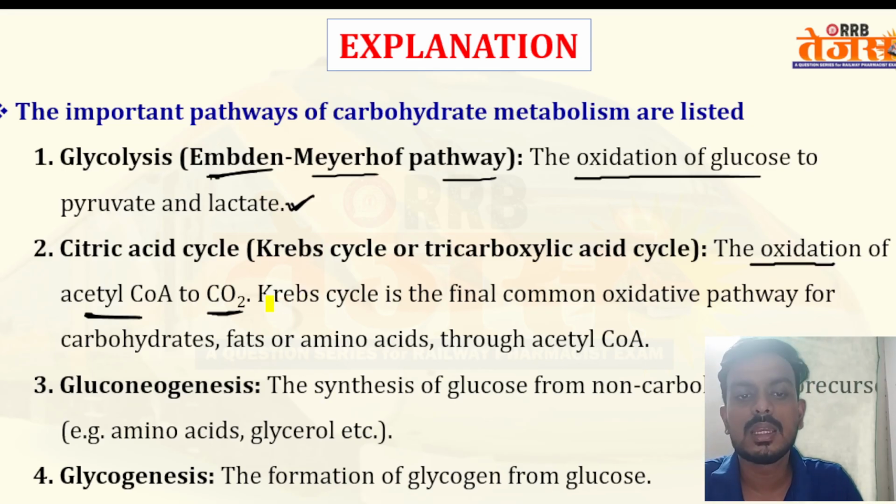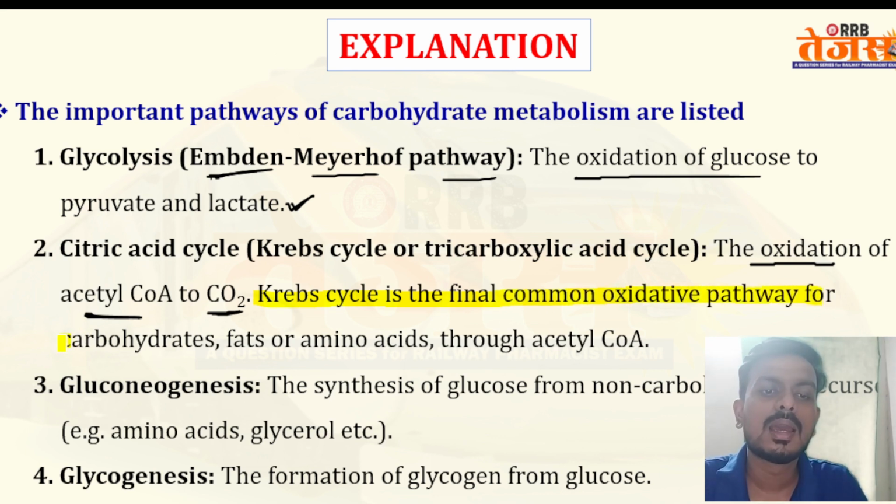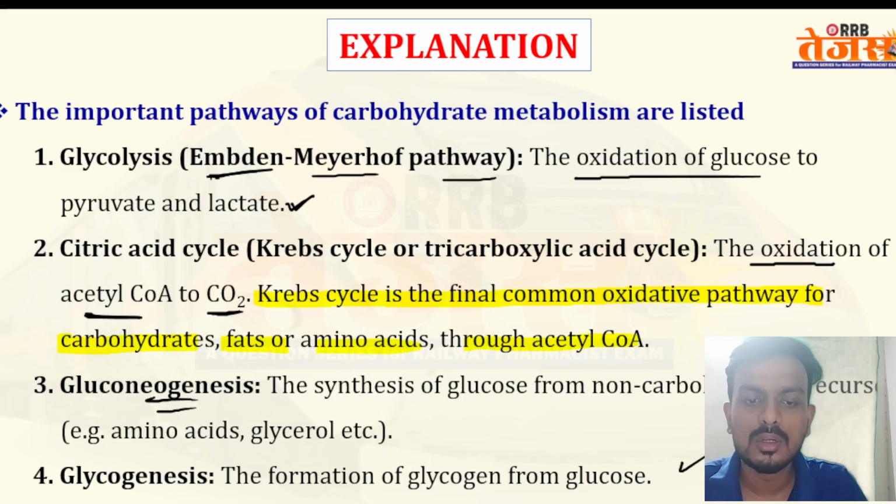This statement is saying that the Krebs cycle is the final common oxidative pathway for carbohydrates, fats, and amino acids through acetyl coenzyme A. Next question: gluconeogenesis is the synthesis of glucose from non-carbohydrate sources. Glycogenesis is the synthesis of glycogen from glucose. Glycogenolysis is the breakdown of glycogen into glucose.